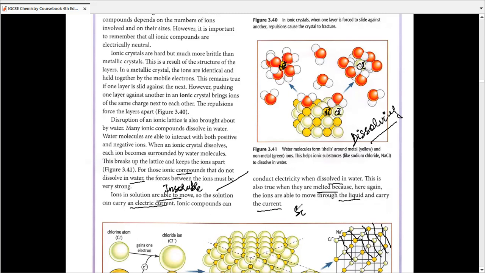So the ionic compound is an insulator in solid form, because the ions are not able to move, but it is a conductor either in molten form, because then it is a liquid and the ions are free to move, or in aqueous solution form. So these are the two conductor forms: molten and aqueous. Insulator is when it's in solid form.